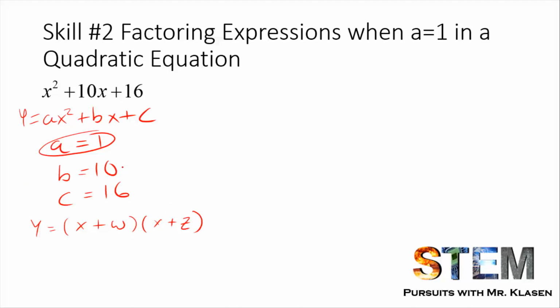And the trick is that the sum of your factors, the w and the z here, should equal 10, should equal this number right here. And the product of those values should always equal 16. And there's something called the AC box method that some people use.